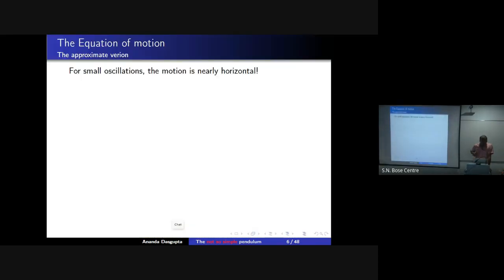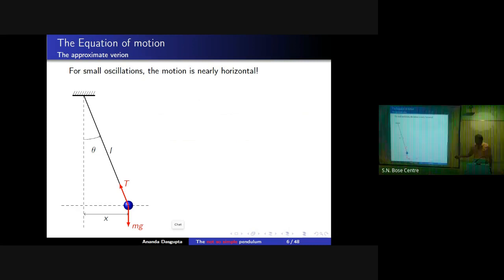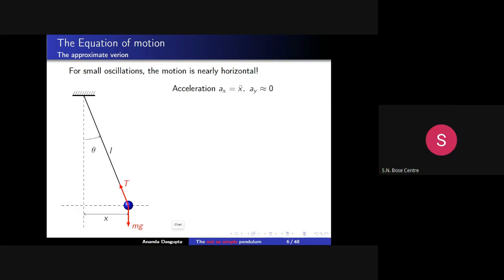The first one is the approximate version where you just assume that because you have small oscillations, the motion of the pendulum is nearly horizontal. So although the pendulum actually moves in an arc, you can sort of ignore the arciness and think of it as moving horizontally. And there, the horizontal acceleration, of course, is given by the second derivative of x, the coordinate. Ax equal to x double dot is not an approximation, but Ay approximately 0 is. That is, it's really moving in a horizontal path and not really arcing. That's an approximation.